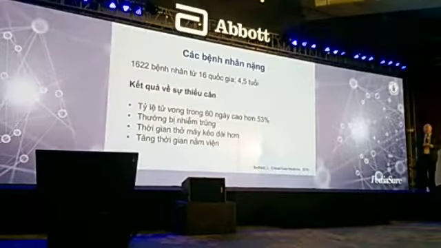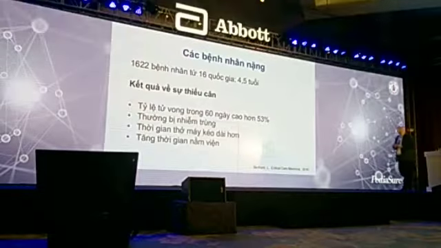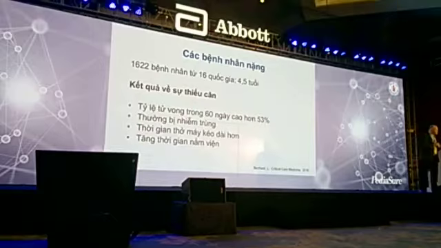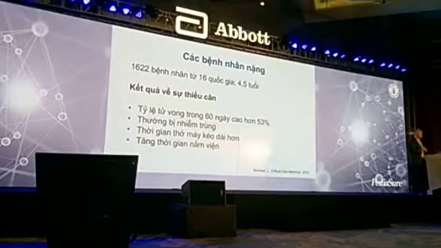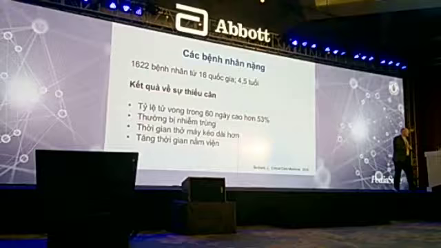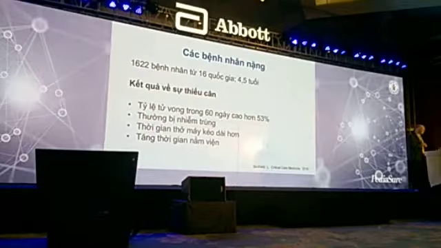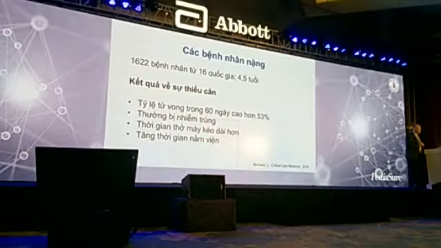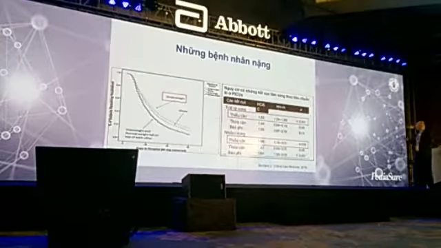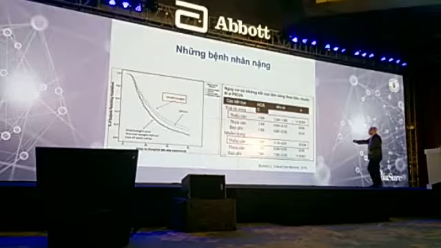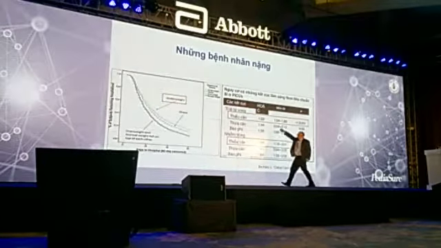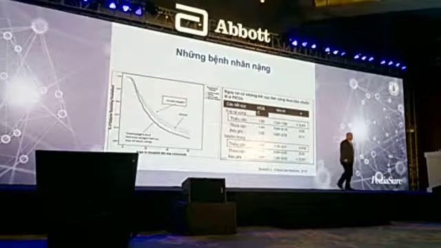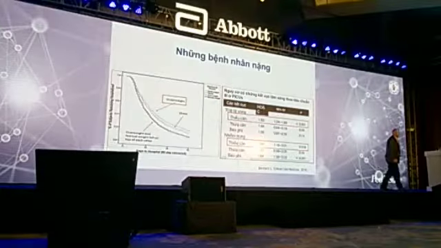This is a nice study from 16 countries which looked at critically ill patients in intensive care units. Look at the numbers, what they have found. 53% higher mortality at 60 days. Infections are more common. More days on ventilation. Increase in hospital stay. The numbers, if you see here, 53% increase in mortality. 88% increase in infections. And this is only due to nutrition.